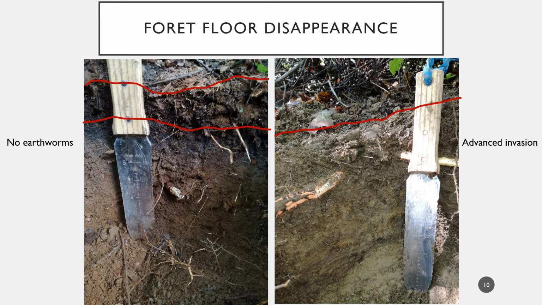So it's basically showing exactly what was on the chart on the previous slide. These are pictures from my sites in Quebec. And as you can see on the left, we don't have earthworms yet, and we still see this forest floor delimited in red. And once we get to an advanced invasion on the right, the forest floor is just completely gone.